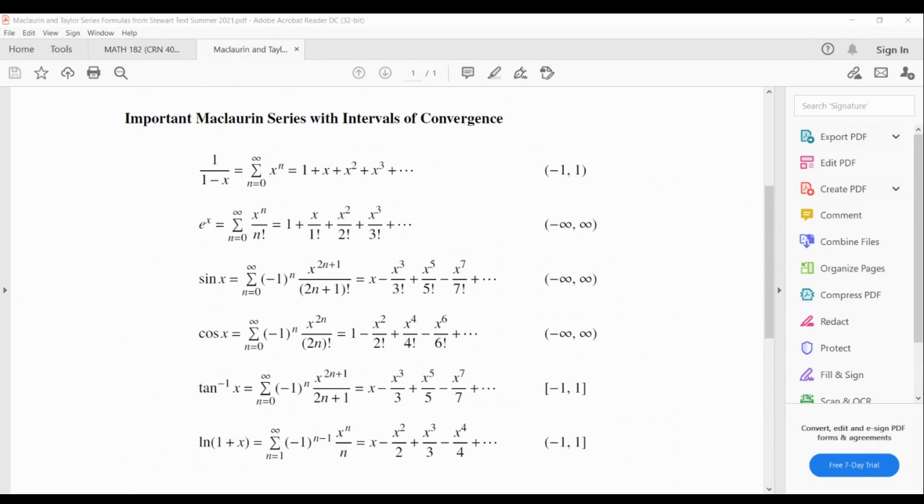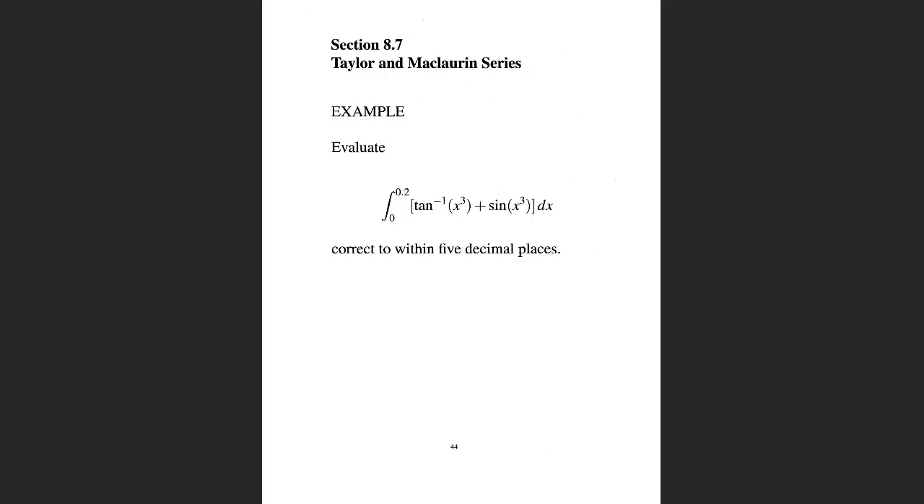So let's get right to an example here. Let's work with an integral. Okay, let's work with an integral. So here is one, and I'm going to do an integral of the sum of two functions. The integral goes from 0 to 0.2, and we want to evaluate this definite integral correct to within 5 decimal places.